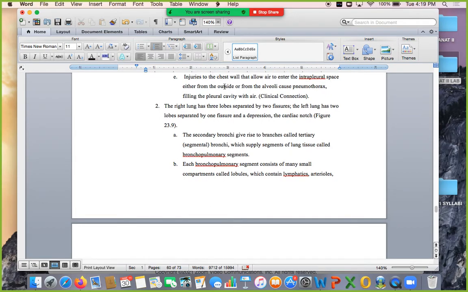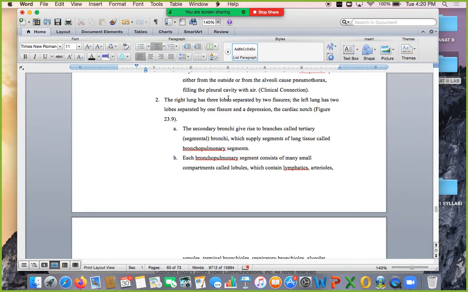We can end up with air in that pleural cavity, called pneumothorax, which can cause serious problems because then you're not able to actually pull in air into your lungs, because it all has to do with pressure. If there's air in that region, inside the pleural cavity, then we're not going to be able to fully inhale. The right and the left lungs are different in that the right lung has 3 lobes, and the left lung has 2 lobes with 1 fissure and 1 depression separating them, as well as a cardiac notch.